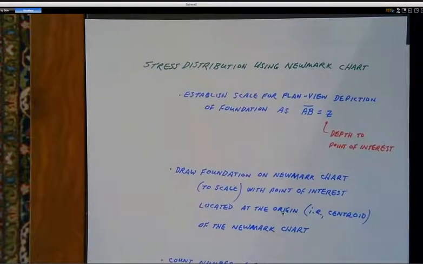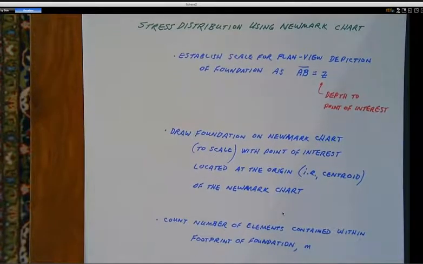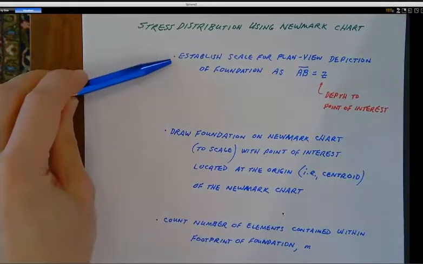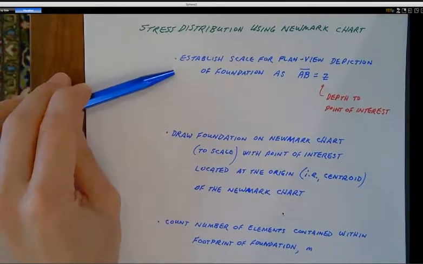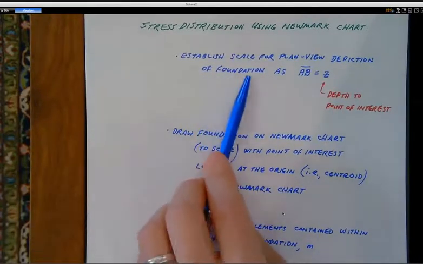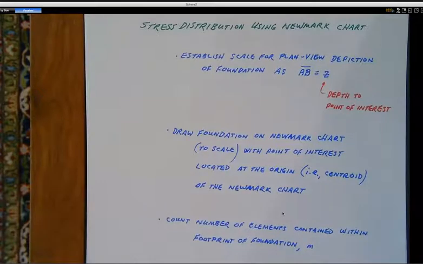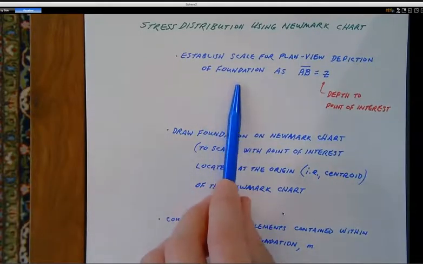And on that Newmark chart, if we look at stress distribution using that chart and that method, we need to first establish a scale for a plan view depiction of the foundation drawn, or the loaded area, I should probably say. More accurately, this would be called loaded area. And generally, that is a foundation, and that's the normal thing that you're solving these for.